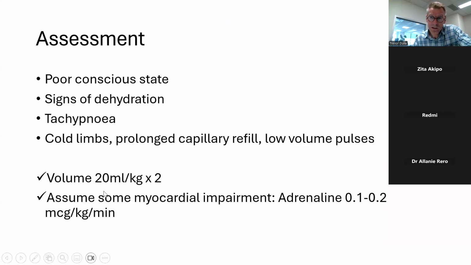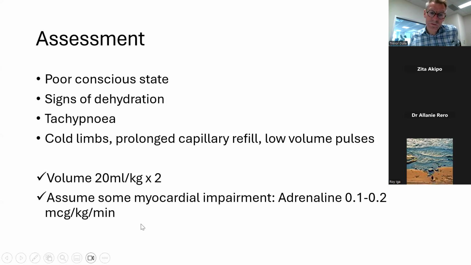So this child needed fluid volume. First of all, he was hypovolemic, with 24 hours of fever, lethargy and vomiting. So he needed 2 lots of 20 ml per kilo of fluid. Then, because even clinically you can assume that he's got myocardial impairment, he's not a warm shock child. He's not febrile and dilated. He's got cold peripheries. Start some adrenaline. So he needed 0.1 to 0.2 micrograms per kilogram per minute of adrenaline. And as I said, he did fine with that treatment, fluid volume plus some adrenaline.